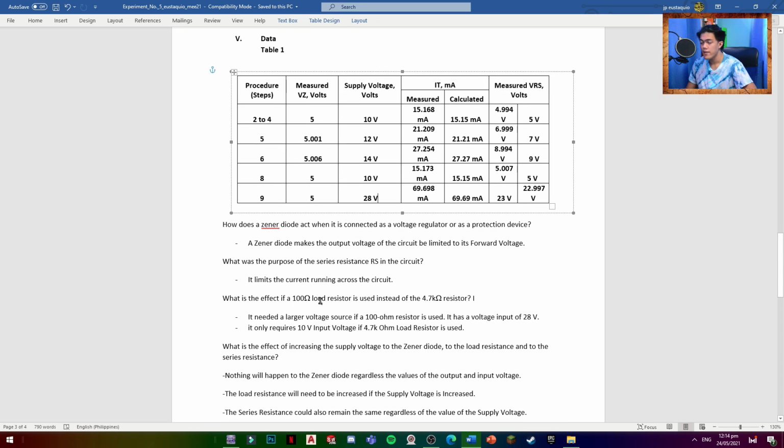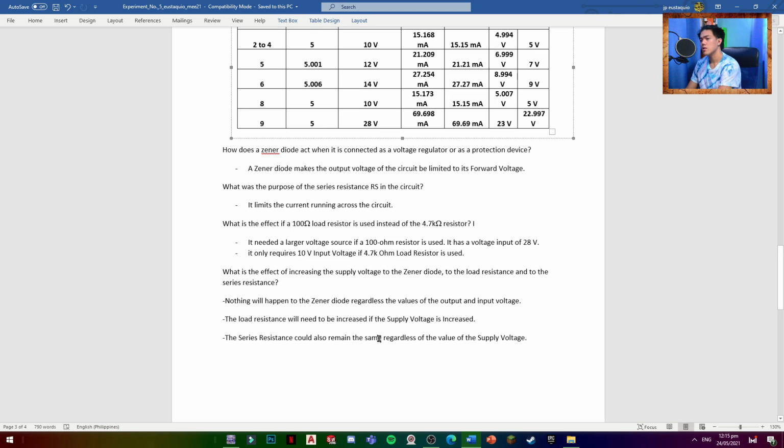Third is, what is the effect if a 100 ohm load resistor is used instead of a 4.7 kilo ohm resistor? It needed a larger voltage source if a 100 ohm resistor is used. It has a voltage input of 28 volts, and it only requires 10 volts input voltage if a 4.7 kilo ohm load resistor is used.